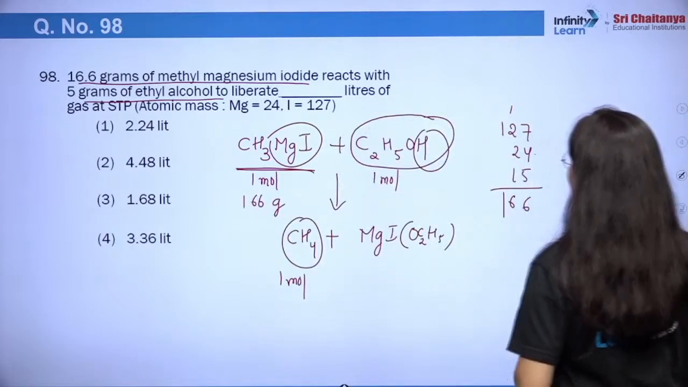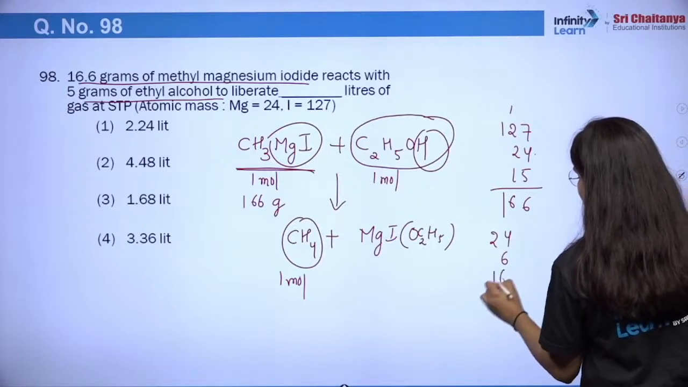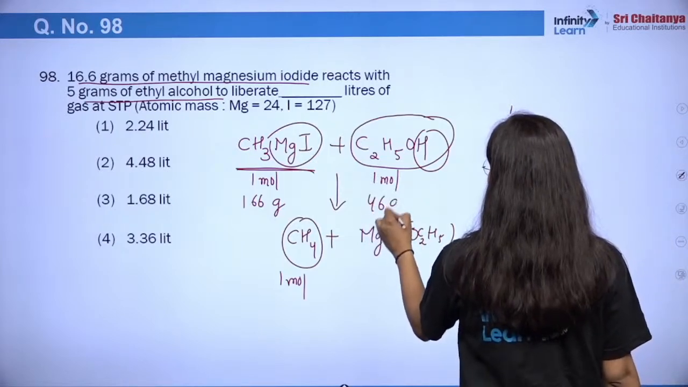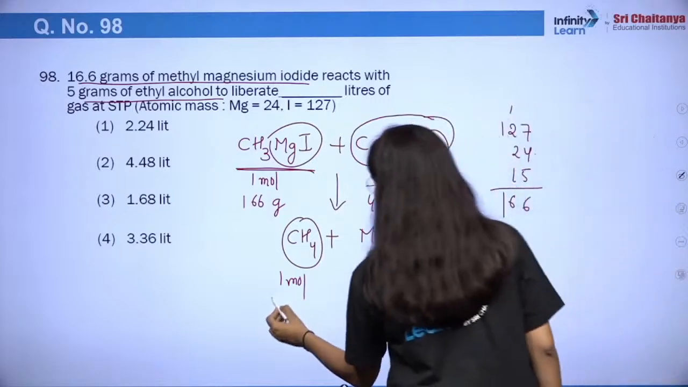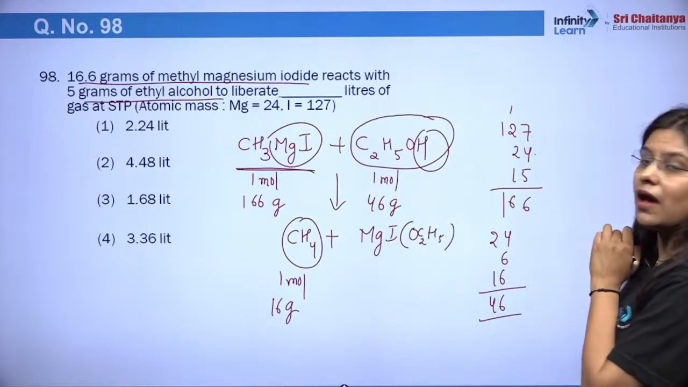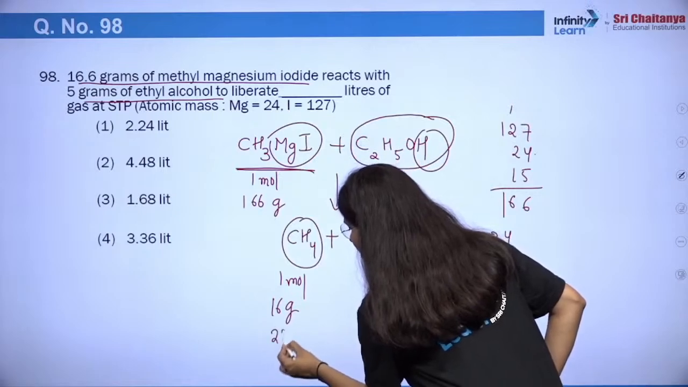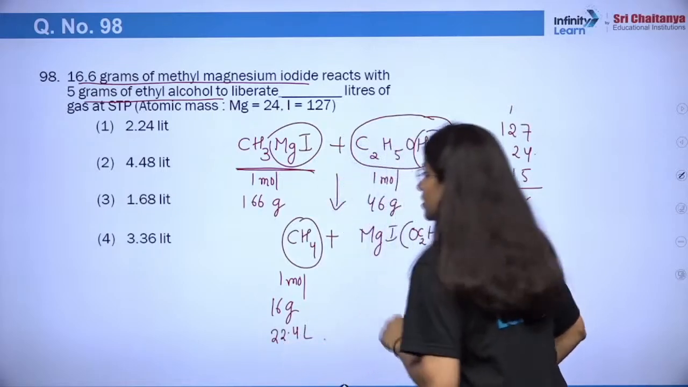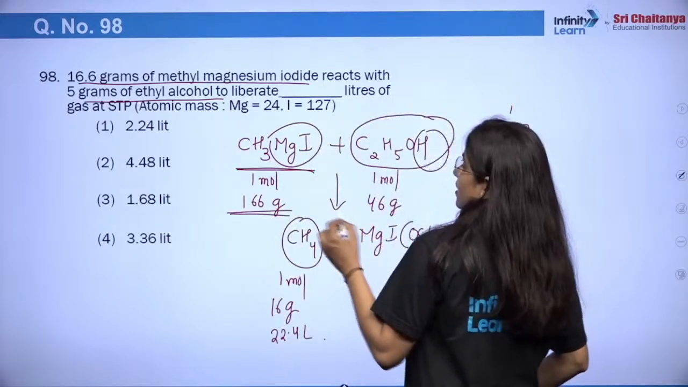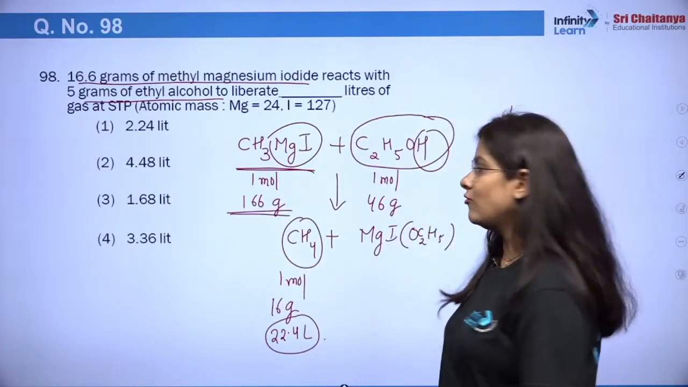Now what is the C2H5OH? So 24 plus 6 30 plus 16. So it will be 46. So it will react with 46 gram to form 1 mole. 1 mole means 16 gram, right? Now they are asking me in liters. At STP, 1 mole is giving me what? 22.4 liters. Now when I have 166 gram, it is giving me 22.4 liter of methane.